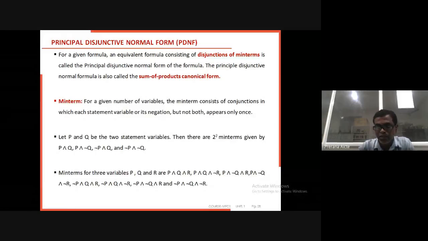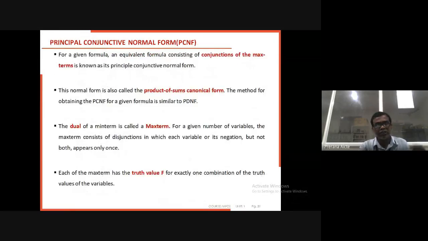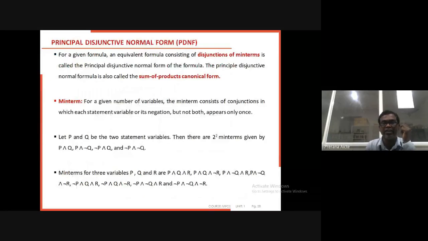Now, based on DNF and CNF, we may go to principal disjunctive normal form, and similarly principal conjunctive normal form. First we'll see what this PDNF is. For any given formula, I can represent it like this. It is once again a sum of elementary products, but the products here I am going to represent as min terms. The difference between the previous one and this one is that we need to have all the variables or all the propositions present. Then it is called a min term.